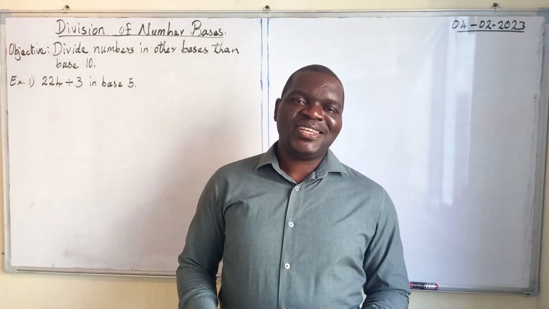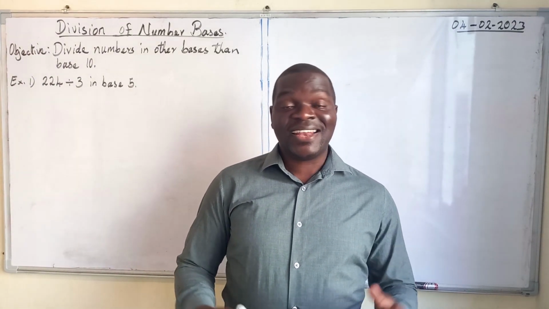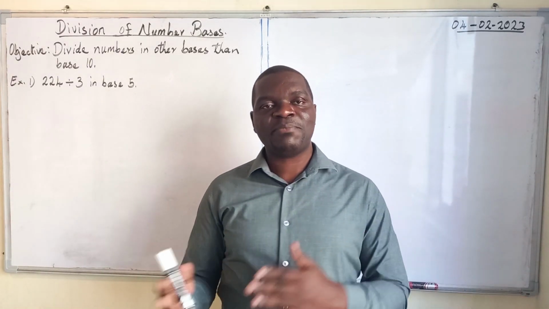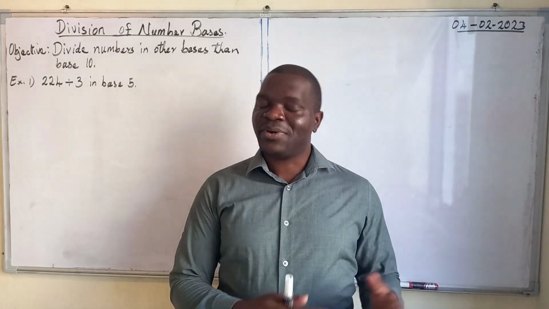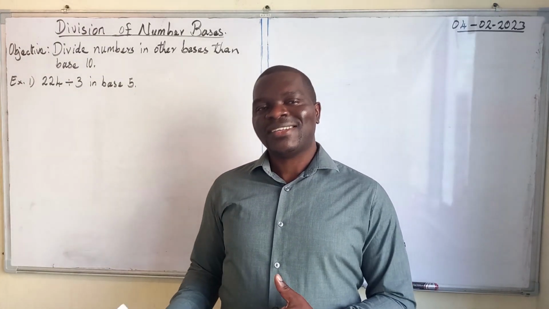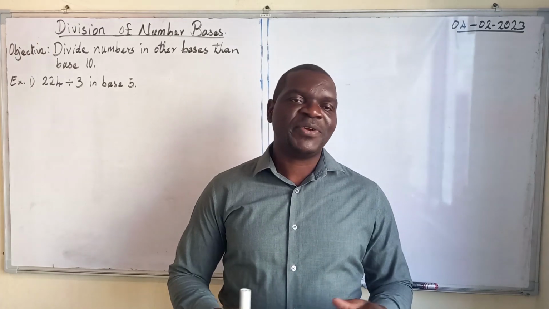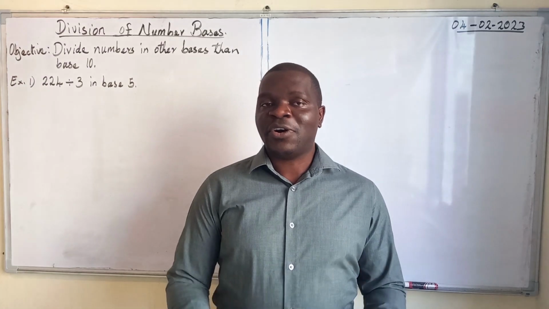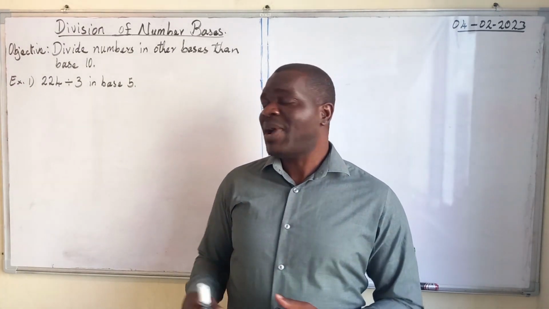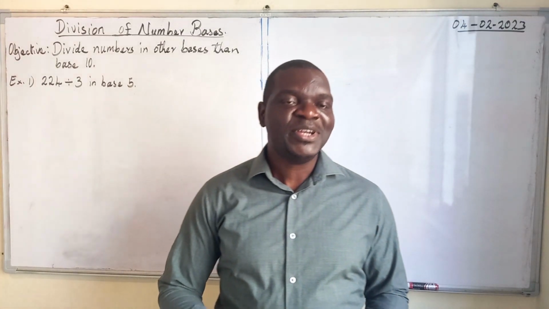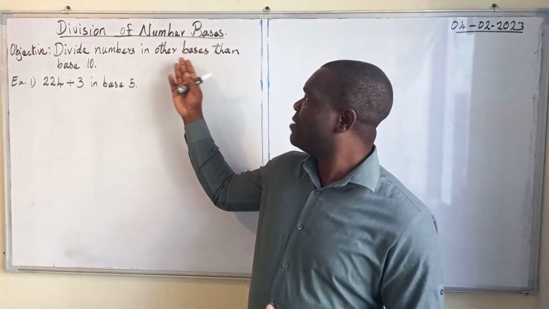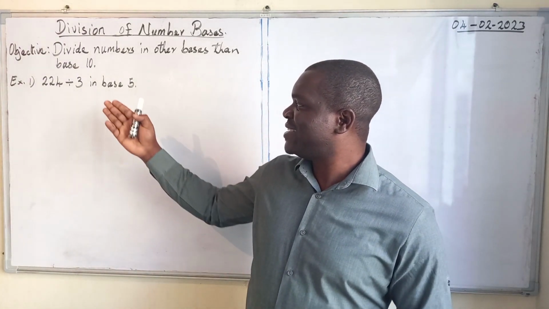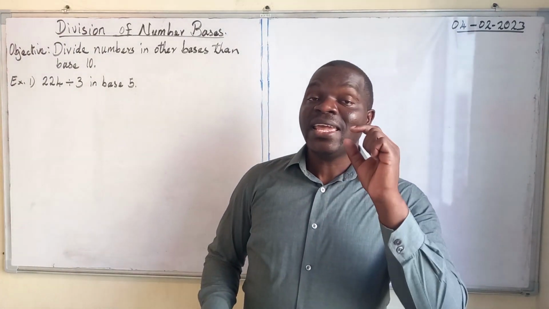It's been a journey since we started with number bases, and it was quite interesting because through converting numbers from base 10 to other bases and from other bases to base 10, through addition, subtraction, and last time multiplication, it has been very interesting. Today we'll be looking at division of numbers in other bases than base 10. And by the end of our lesson today, we should be able to divide numbers in other bases than base 10. Our first example, of course, is 224 divided by 3 in base 5.